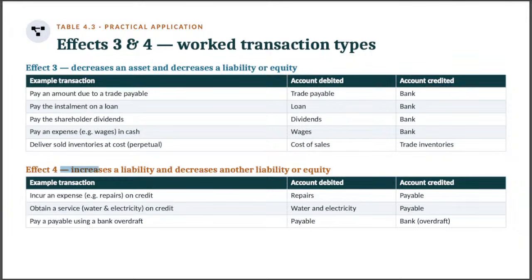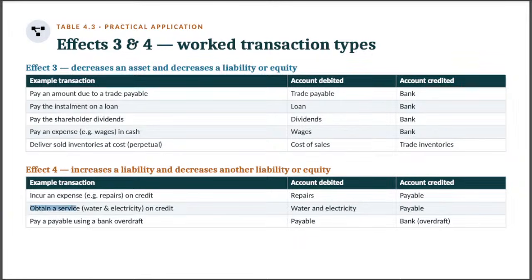Let's look at effect 4 here. This increases a liability and decreases another liability or equity. So incur an expense. Okay, so repairs on credit. The account debited, we had to pay for repairs, so we put the amount we have to pay because we have to increase the amount on that account of repairs. Then the account credited would be payable. That's an extra liability we're going to have to pay.